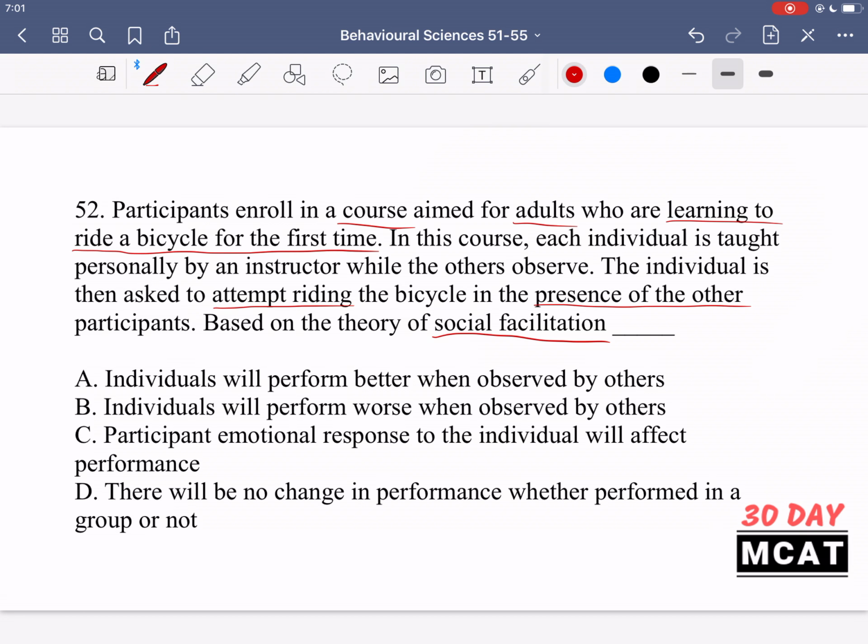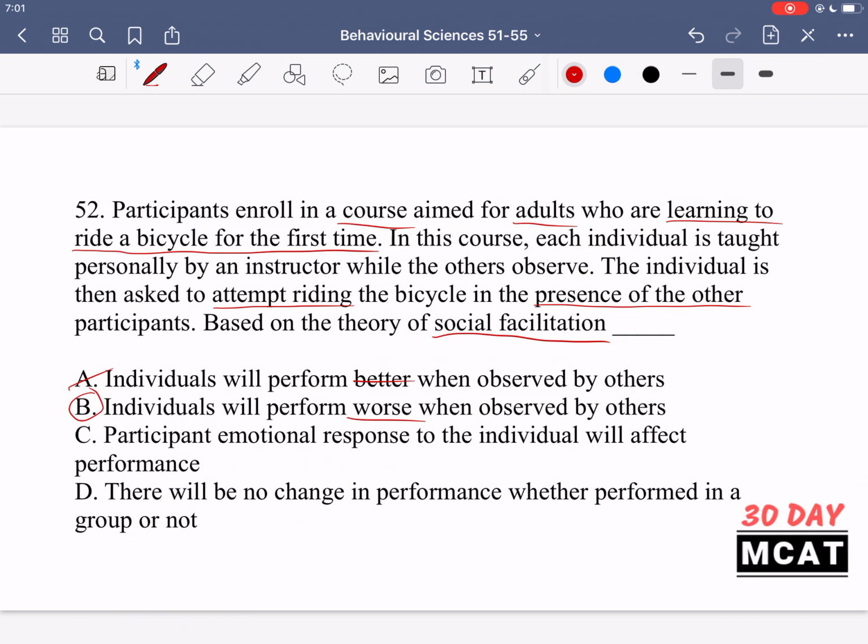If you're doing that in the presence of others, you're probably not going to mess up if you're comfortable in that situation. But because we're talking about learning it for the first time, anyone who's ridden a bike can remember the first time actually learning it is very difficult. So they are doing a difficult task, which they are actively trying to learn right now. So it's also in a kind of classroom environment, and they have the presence of an audience. That's going to impede their performance. So option A is incorrect, but B is correct, which is saying that they're going to perform worse, not better.